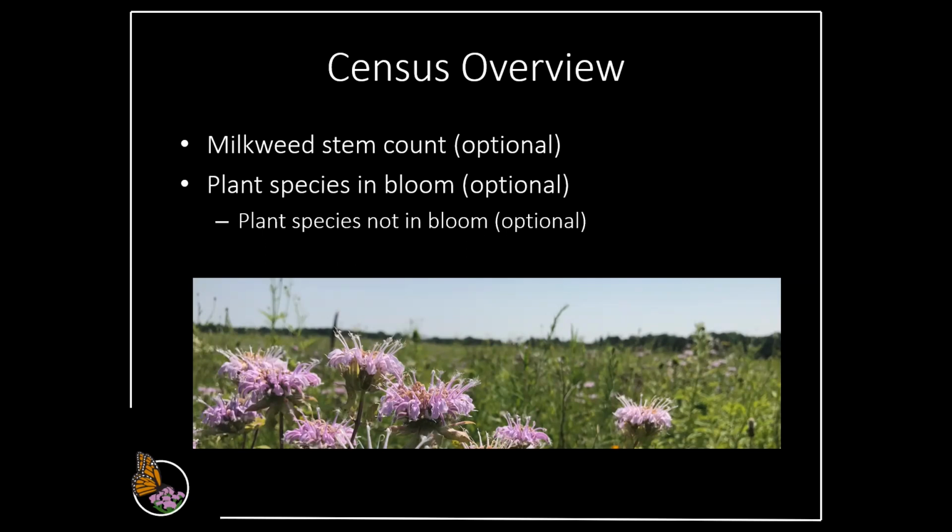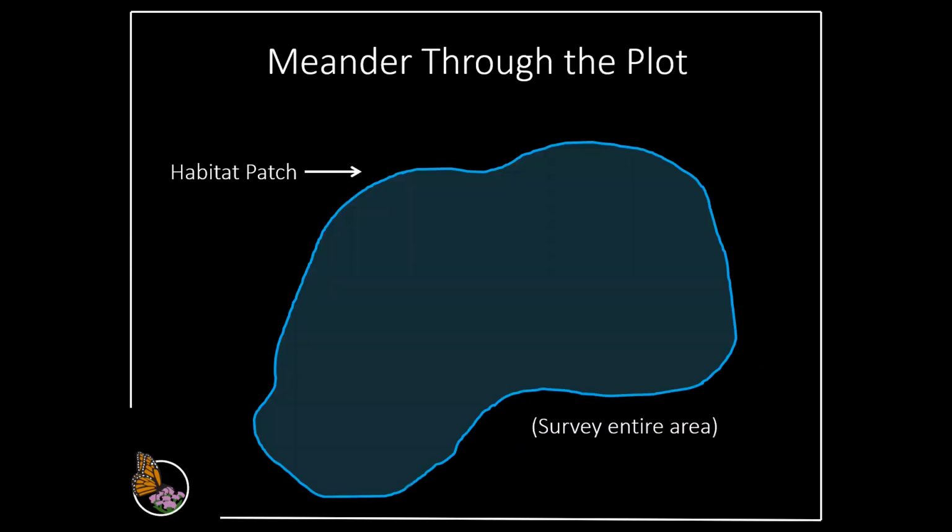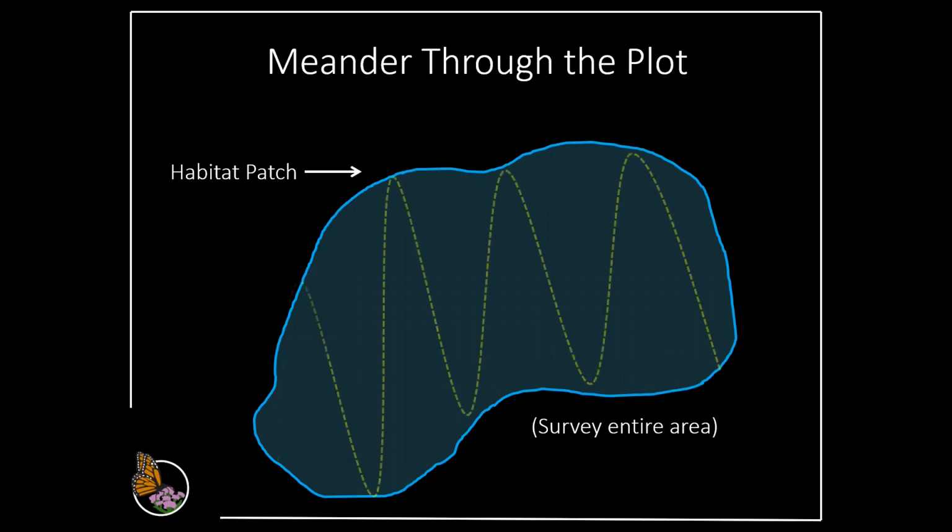No matter what data you collect, the census requires a very thorough meander through the entire site. This is why it's best for small and low diversity sites. There's no limit to how small or large your census site can be. However, ensure that you spend enough time meandering through the site if it's large.